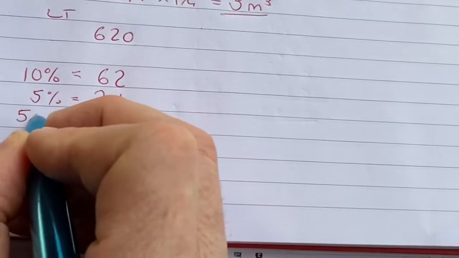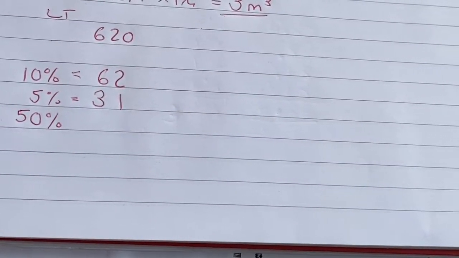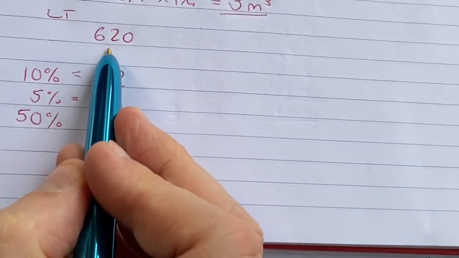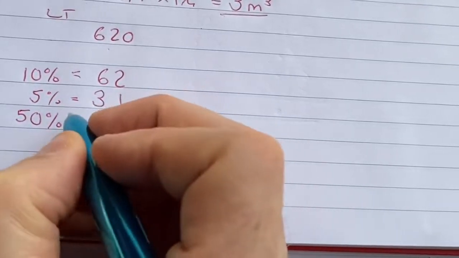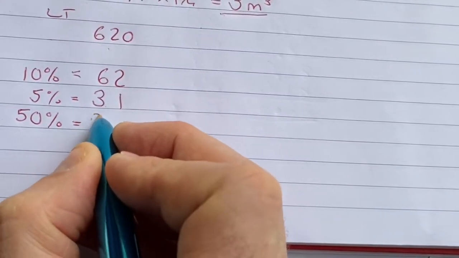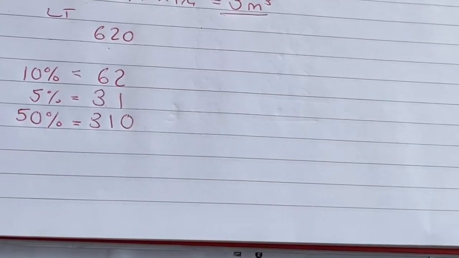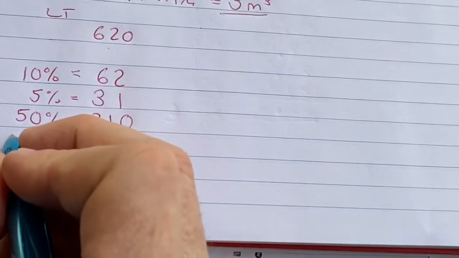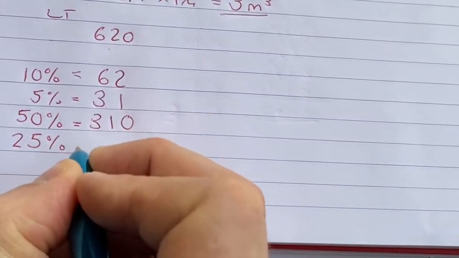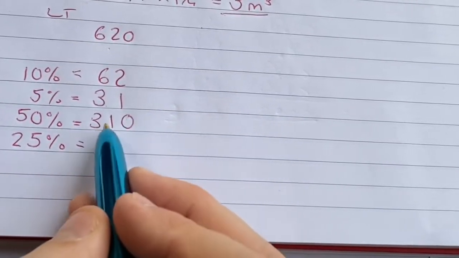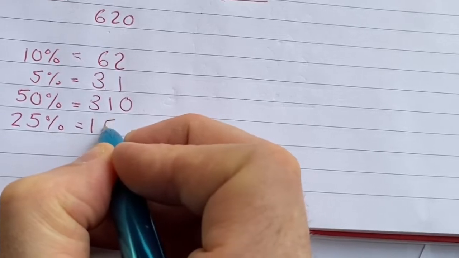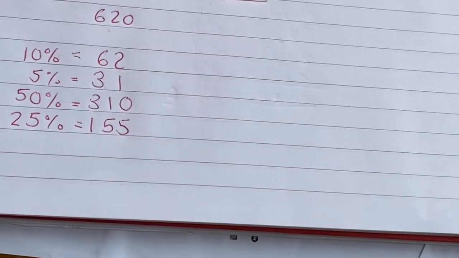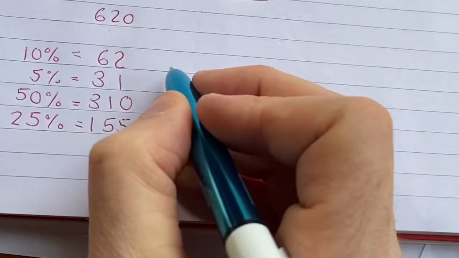Then I want 50%. There's two ways I can do this. I can half this, or I can times this by 10, because that would get me 50% as well. So if I times this by 10, I get 310. Next is 25%. Or 25% is half of this. So half of 300 is 150, and half of 10 is 5. So it's 155.